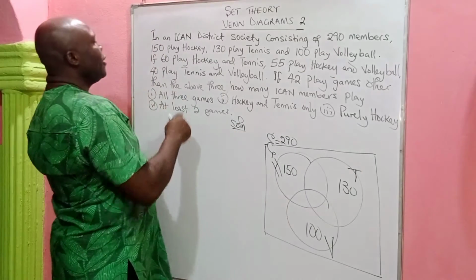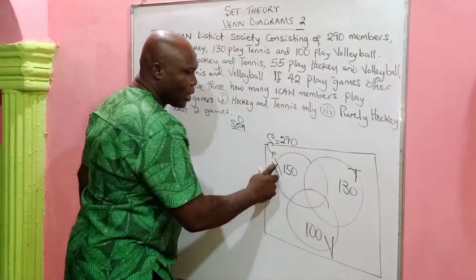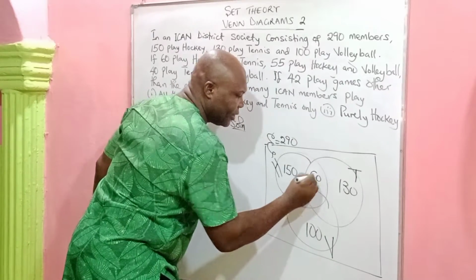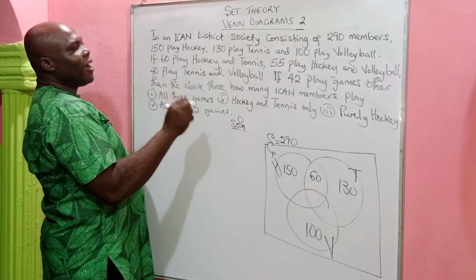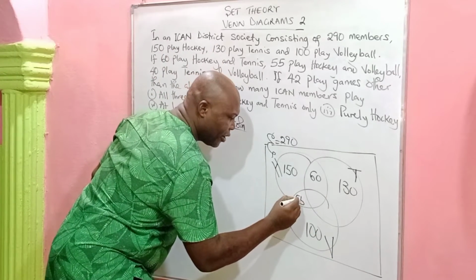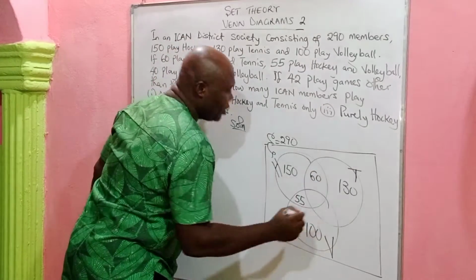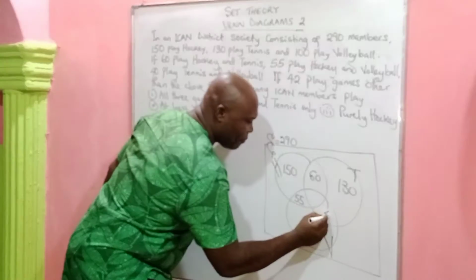Let's proceed. Now, additional information, 60 play hockey and tennis. Hockey and tennis, so we have 60. Alright, 55 play hockey and volleyball. Hockey and volleyball, we have 55 here. And then 40 play tennis and volleyball. Tennis and volleyball, how many? 40. So we have 40.